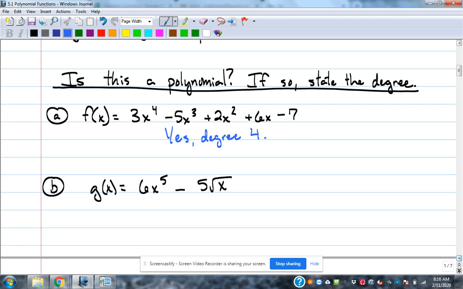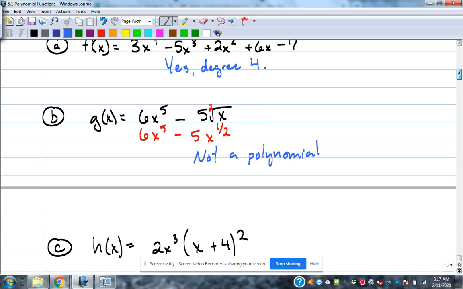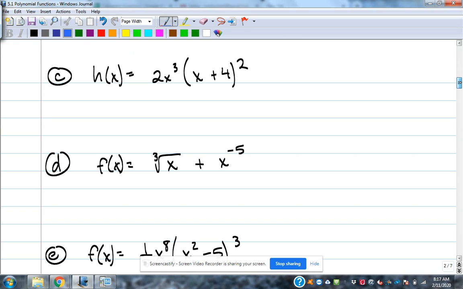We got a 5, and then what's the square root? What is the fraction? It's 1/2. If it's a cube root, it's 1/3. If it's a fourth root, it's 1/4. That idea. So here we have this one causing a problem. We got a fraction exponent on it, so this is not a polynomial because of that. And if it's not a polynomial, we're not going to tell what the degree is.